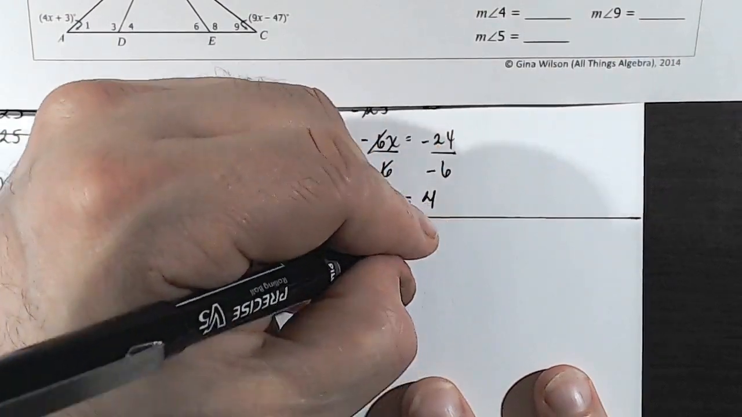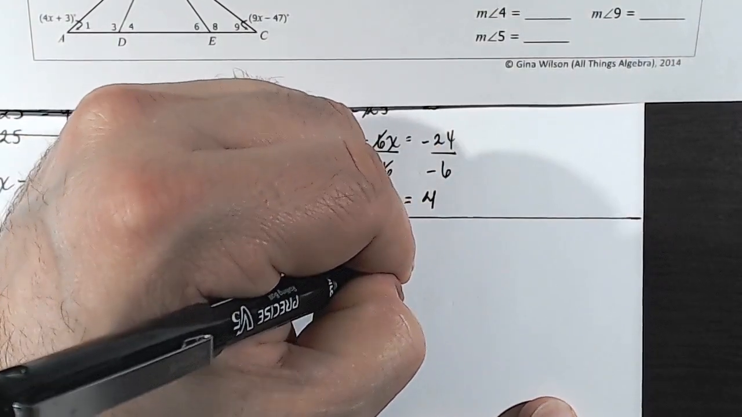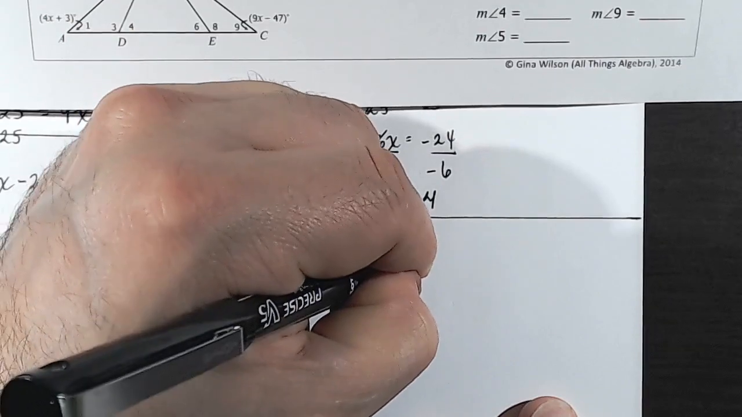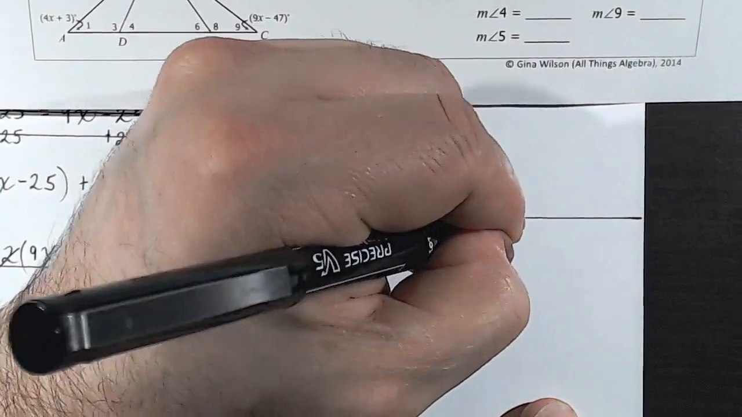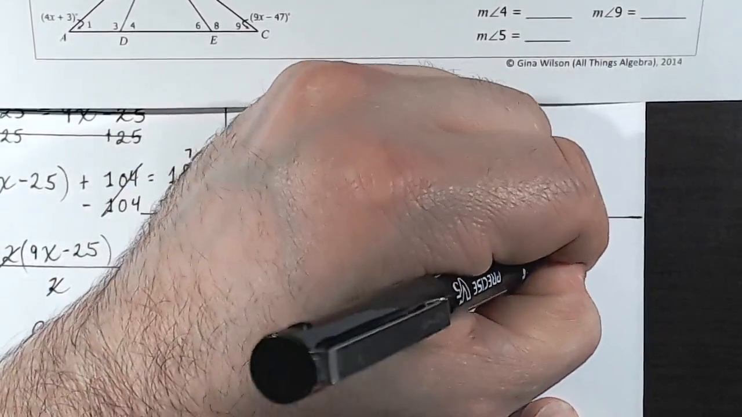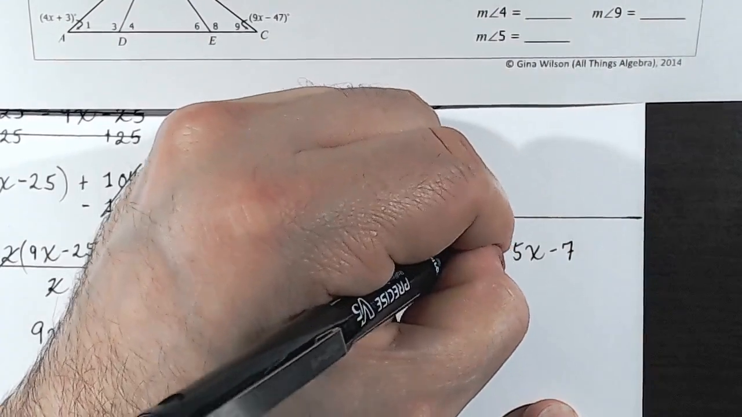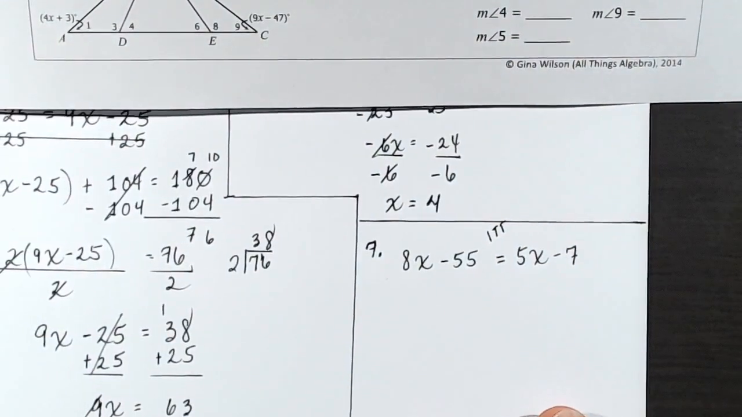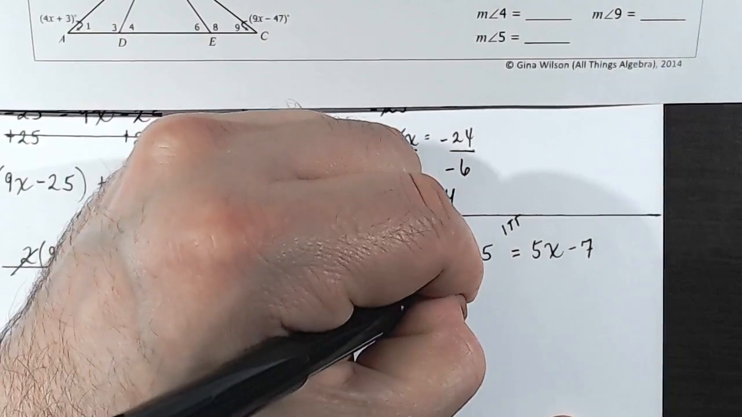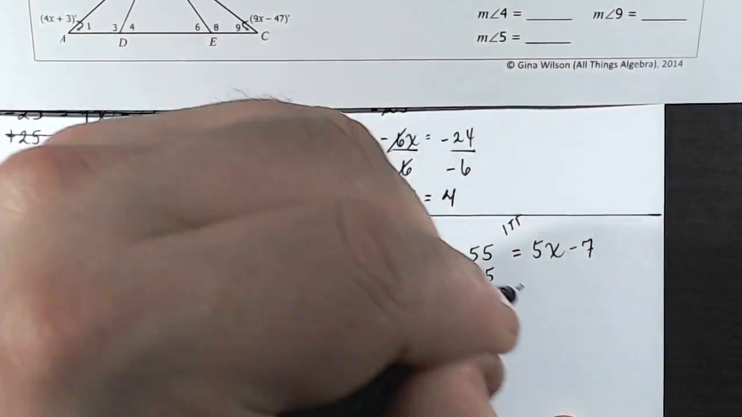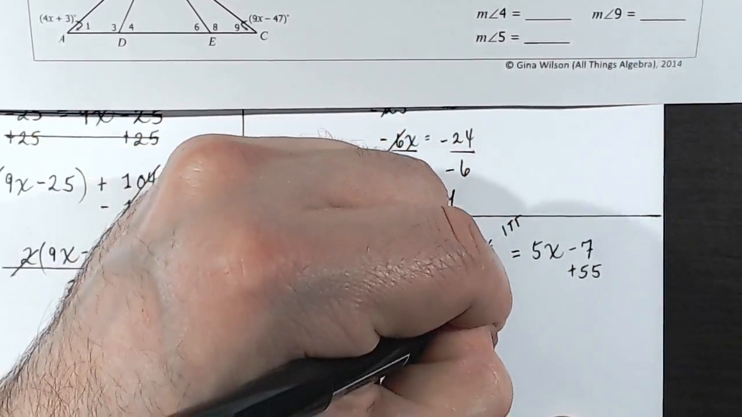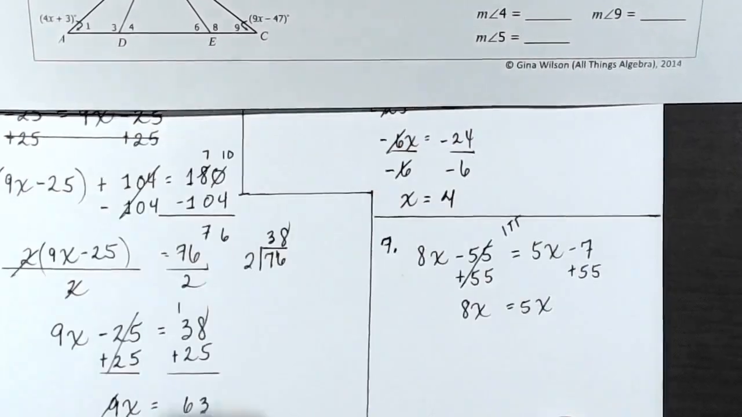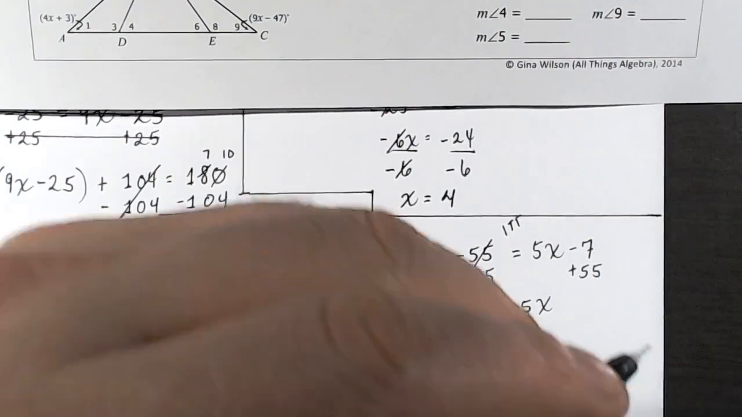So we have here these two algebraic expressions that are congruent to one another by the Isosceles triangle theorem. 8x minus 55 equals 5x minus 7. And the way we can say that is by the Isosceles triangle theorem. That's how we can say that. So we add 55 to both sides, and we get 8x equals 5x. And now we have to basically say 55 minus 7, which is 48.